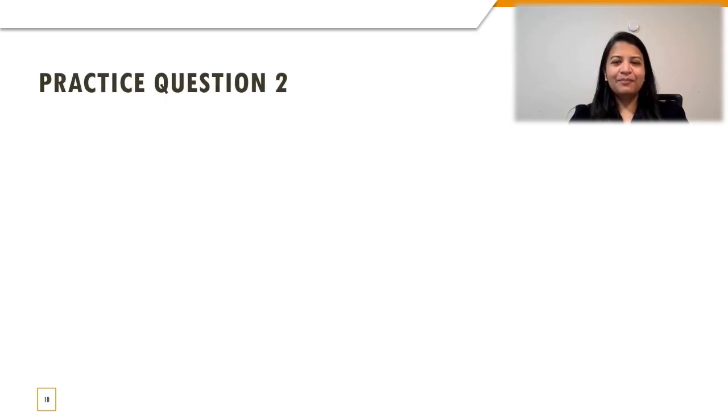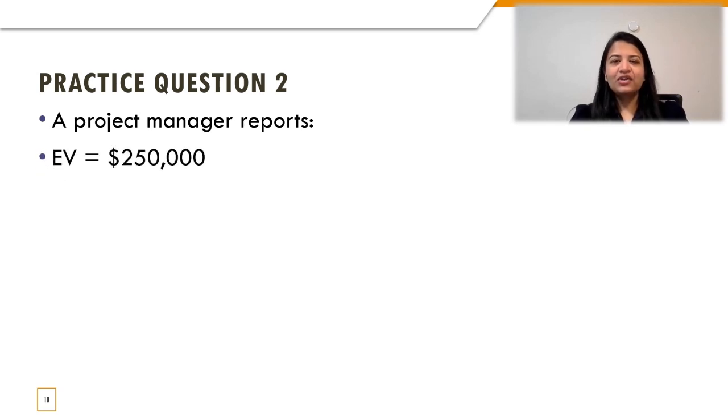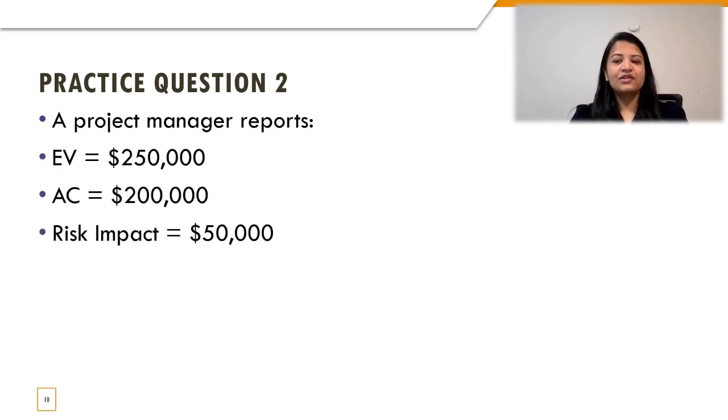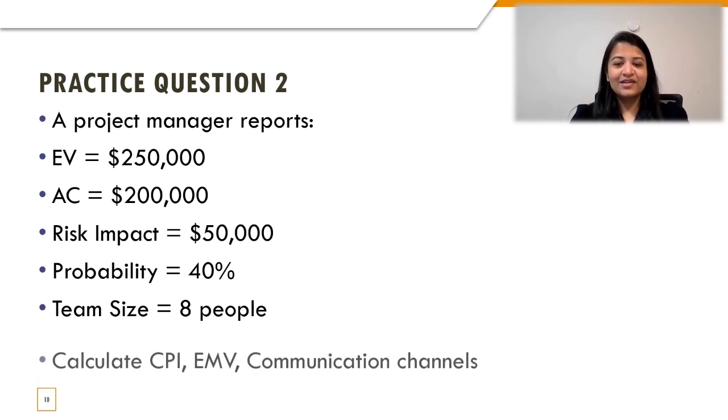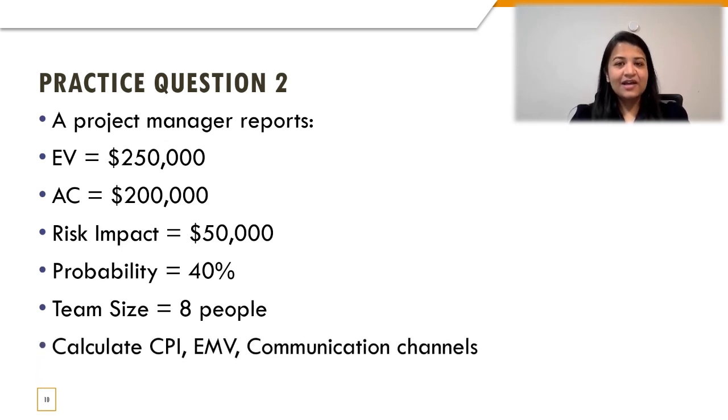Let's look at practice question number 2. The question is, a project manager reports the following. The value of EV is $250,000, the value of AC is $200,000, the risk impact given over here is $50,000, the probability of that risk is 40%, and the team size given over here is 8 people. We are supposed to calculate CPI, EMV, and the number of communication channels. Let's go over it one by one.